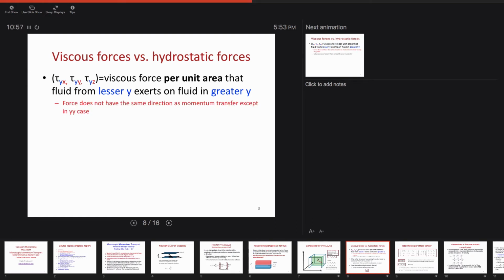So this force itself, though, does it have the same direction as the momentum transfer? Let's go back to our favorite y plane. When I looked at tau yx, my force was a shear force. The force itself was in this direction, right? But momentum transfer happened this way. So conceptually, that's something to keep in mind. And do I have any viscous force if I don't have a difference in velocity?